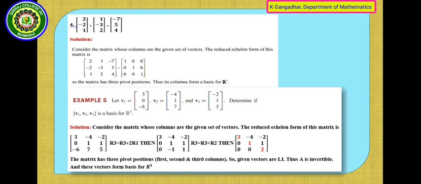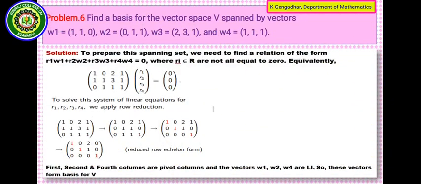Here these three vectors are linearly independent, and by the invertible matrix theorem, A inverse exists, meaning the given three vectors form a basis for R3. That is the problem solution. Now the next problem. Find a basis for the vector space V spanned by the vectors. Here four vectors are given. Among those four vectors, we find which are linearly independent, and those vectors form a basis for the vector space.